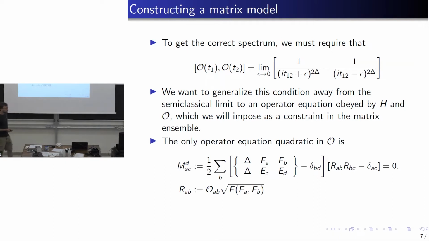So I should explain this a little bit here. For simplicity, I defined this new matrix R where I just rescale the matrix elements of O in this particular way, depending on F. It's not terribly important, but morally, this is supposed to be equivalent to this condition, but away from the semi-classical limit. So the best way to explain where this is coming from is to draw some pictures.